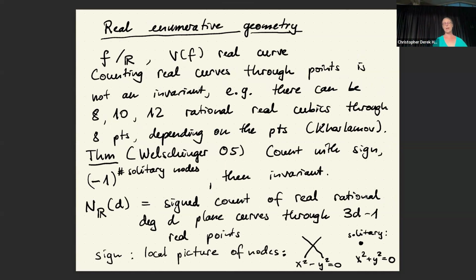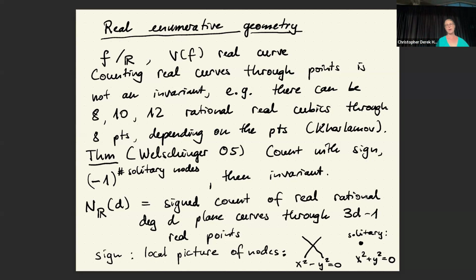For example, there can be 8, 10, or 12 rational real cubics through 8 points, depending on how precisely you picked your points. This goes back to Kalamov. Of course, as enumerative geometers, we are not really happy if we don't have an invariant. We're much happier if something does not depend on something like the choice of point conditions, right? And luckily, Welschinger came to our aid, Jean-Yves Welschinger.